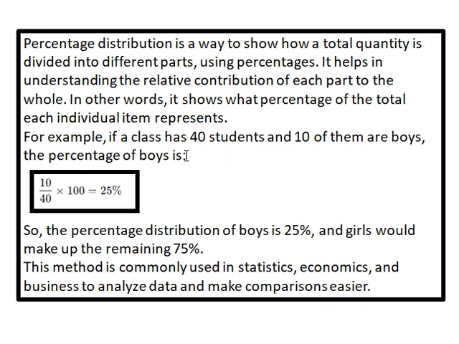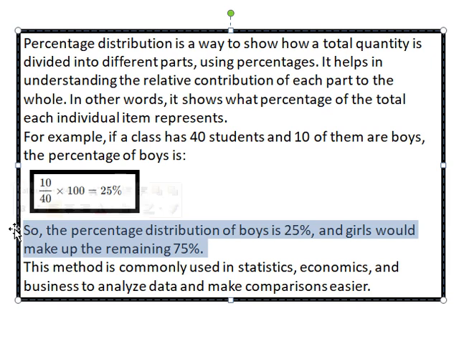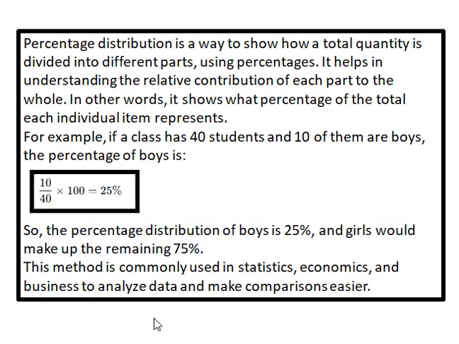For example, if a class has 40 students and 10 of them are boys, the percentage of boys is calculated in this way: 10 over 40 times 100 is equal to 25%. So the percentage distribution of boys is 25% and girls would be the remaining 75%. This method is commonly used in statistics, economics and business to analyze data and make comparison easier.